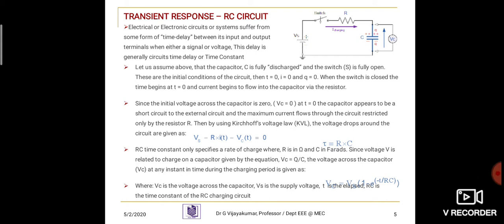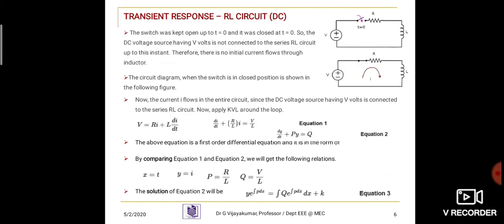Next one, the transient response of an RL circuit using a DC supply. You can look at the graphical schematic circuit diagram. Two diagrams are given. One shows an applied DC voltage with a series connection of resistor and inductor. Similarly, the second one shows that the switch is closed and current I flows.